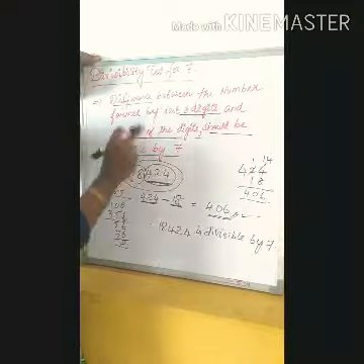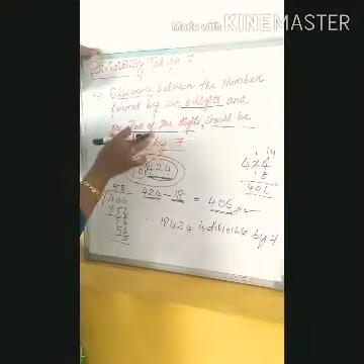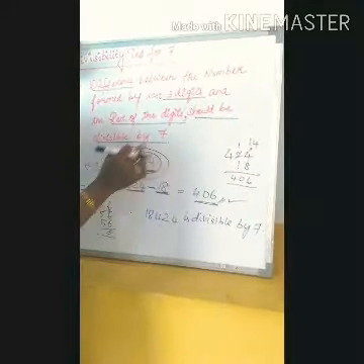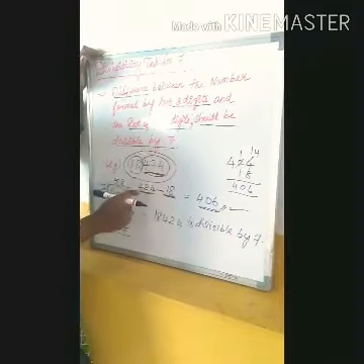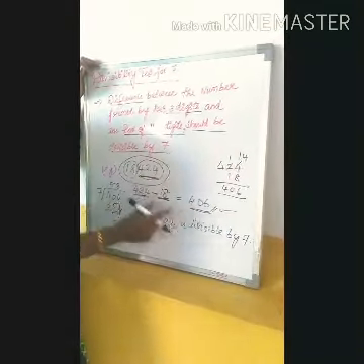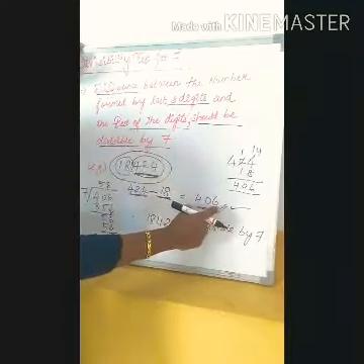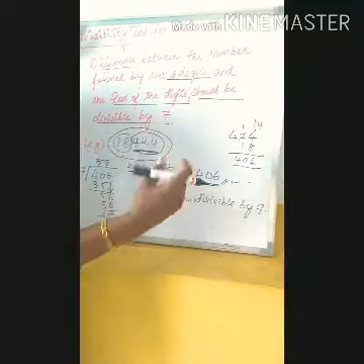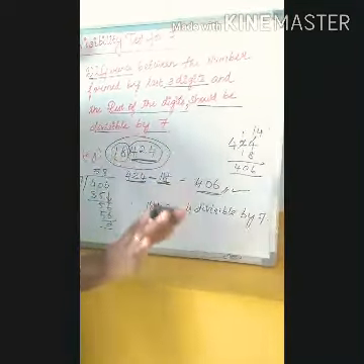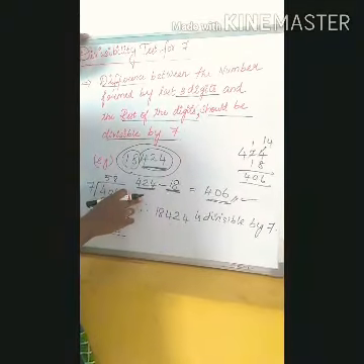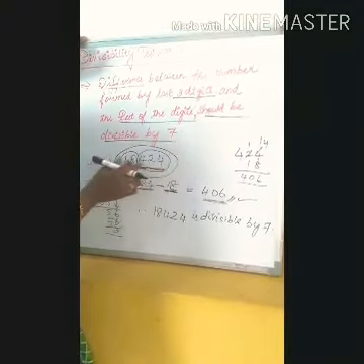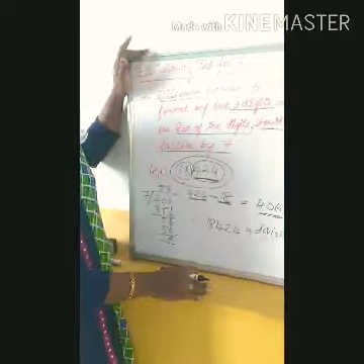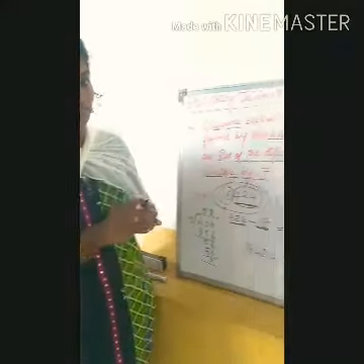Again I will repeat. The difference between the number formed by the last 3 digits and the rest of the digits, that is the subtraction of the last 3 digits and the rest of the digits, should be divisible by 7. First we subtract 424 minus 18 and get 406. If this 406 is divisible by 7, then the whole number is divisible by 7. If this 406 is not divisible by 7, then the whole number is not divisible by 7. Understood, children? This is the divisibility rule for 7. Next we will see the divisibility rule for 8.